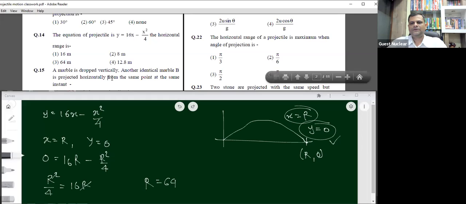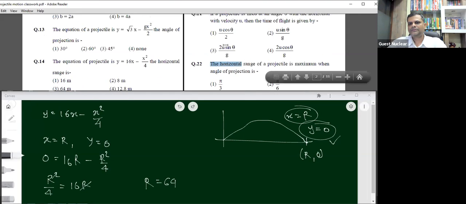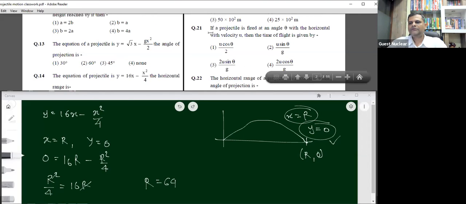Yes. चलो नेक्स्ट वन 20 वाला करो. अच्छा उसके ऊपर का भी करो एक बार जरा. 21 वाला करो. Question number 21. If a projectile is fired at an angle theta with a horizontal velocity u, then the time of flight is given by. अरे ये तो memory based question है. Its answer is 2u sin theta upon g.